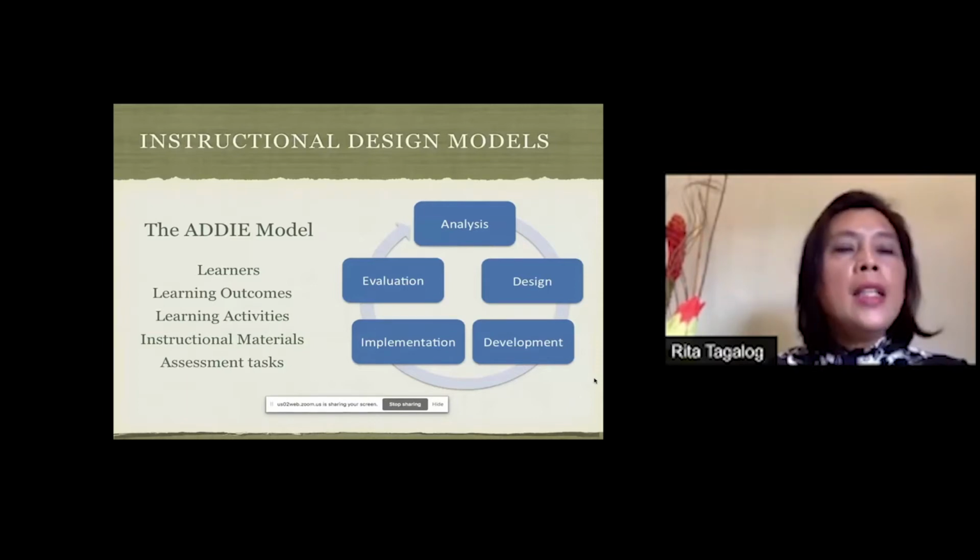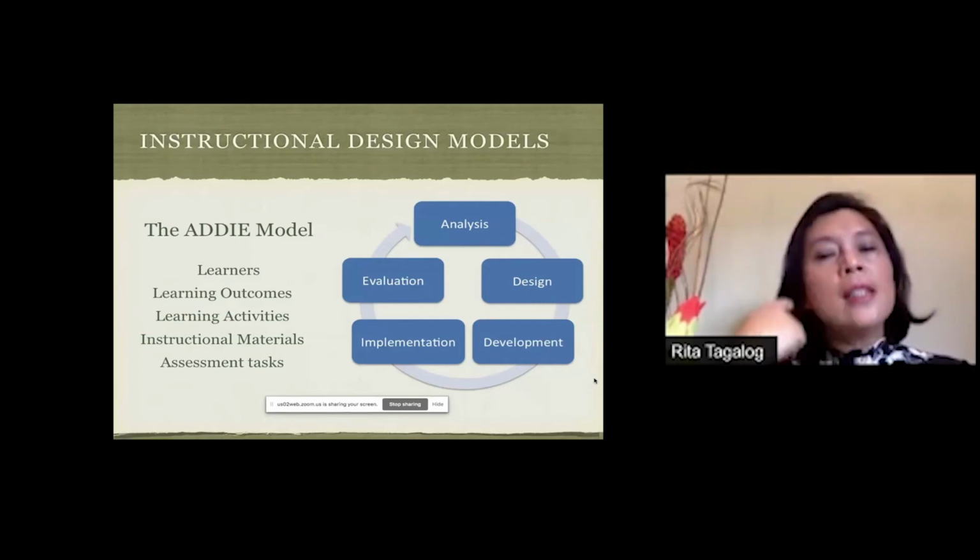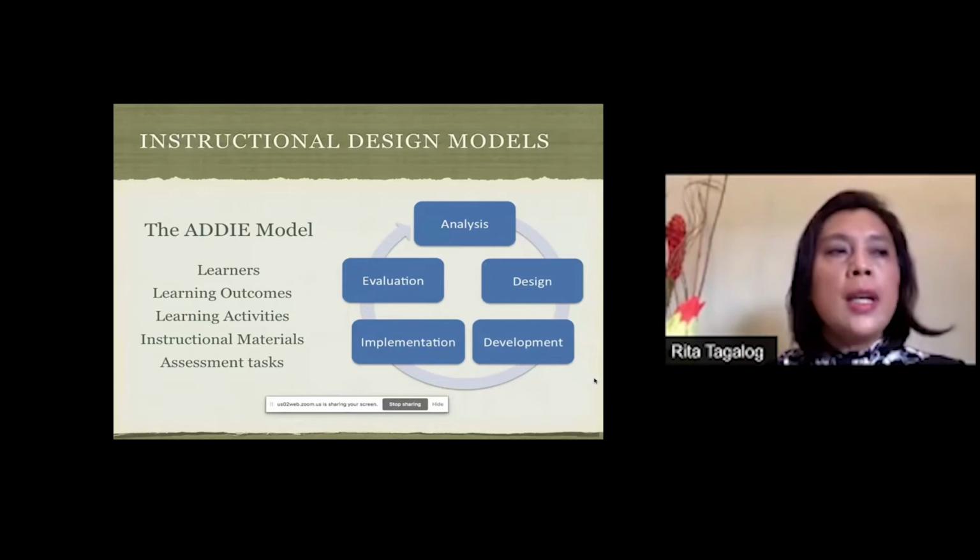The ADDIE model is a framework in designing educational programs, and it consists of 5 stages. ADDIE represents analysis, design, development, implementation, and evaluation. As a process, this looks into the following: what are the characteristics, learning outcomes, and learning needs of the learners, because this will serve as a guide in designing or formulating our learning outcomes.